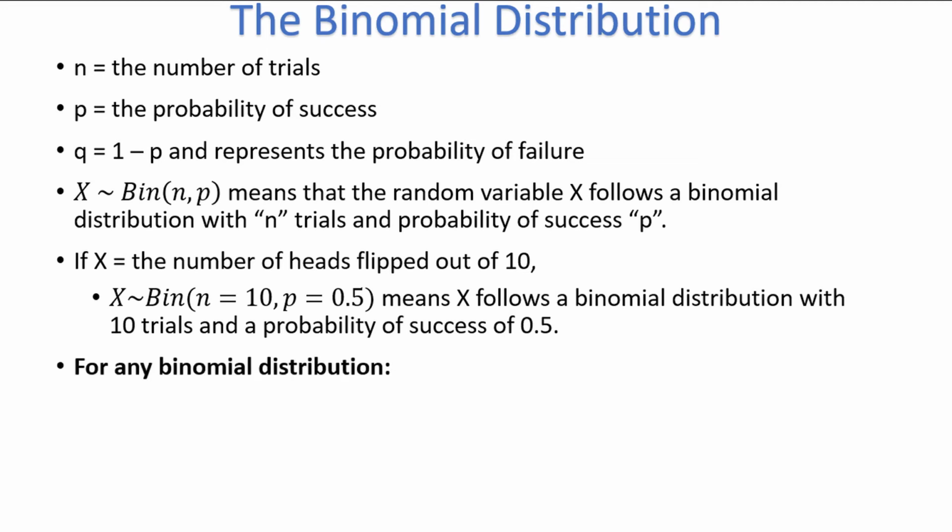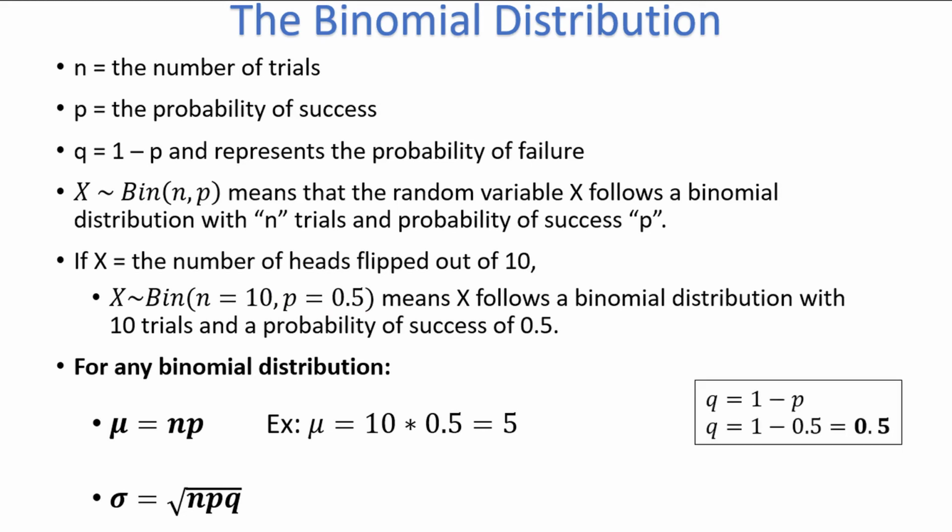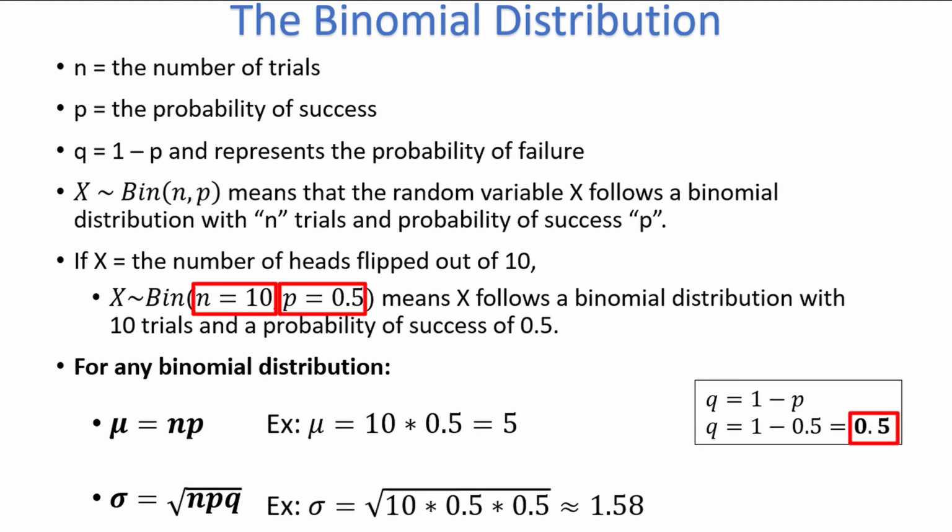For any binomial distribution, you can calculate the mean by multiplying n and p together, and you can find the standard deviation by taking the square root of n times p times q. In our example, when n was 10 and p was 0.5, the mean is 10 times 0.5, which is 5. For the standard deviation, remember that q is the probability of failure, which is 1 minus p, or 1 minus 0.5, which is, again, 0.5. So the standard deviation in our example is the square root of 10 times 0.5 times 0.5, which is about 1.58.